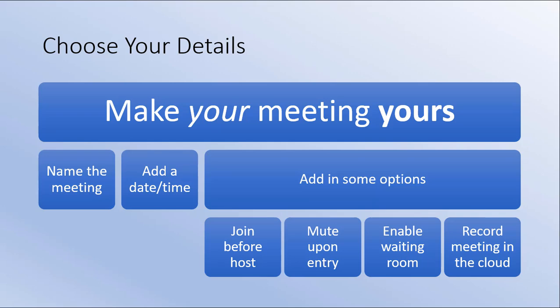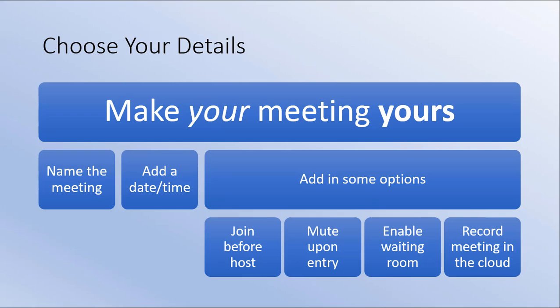So what details can you add? Well, you can put a name on the meeting. So for example, if I'm teaching English 2, then I can call it English 2 Section 1 or whatever you need to name your meeting. You can add a specific date and time for your meeting. So just for example, if your class meets every Monday, Tuesday, Wednesday, and you meet from 3 p.m. to 4 p.m., then you can actually set that meeting to reoccur for those times. And you put that date and time in there, and you're off and running.